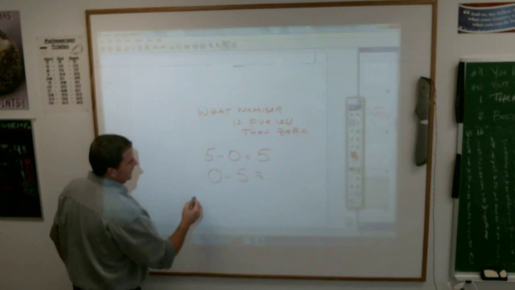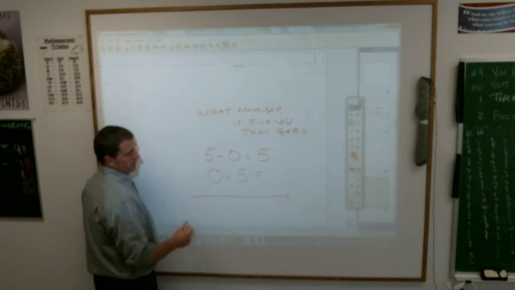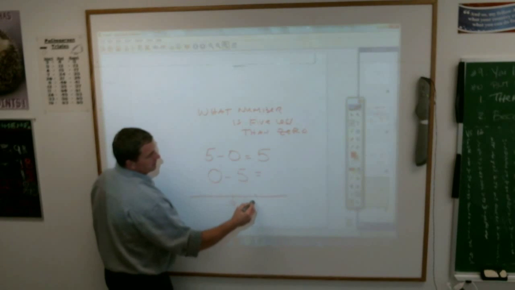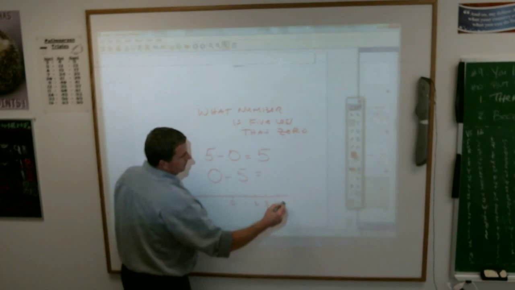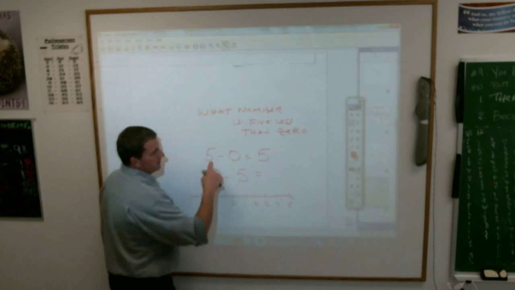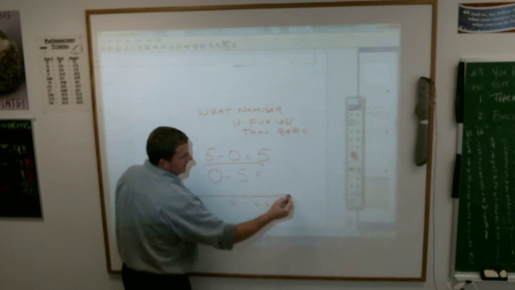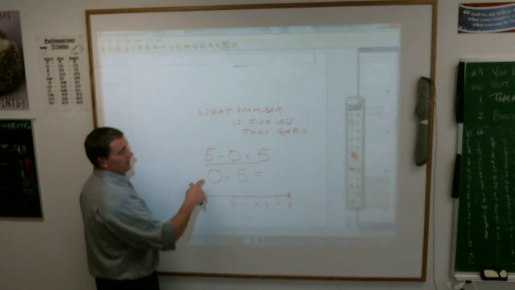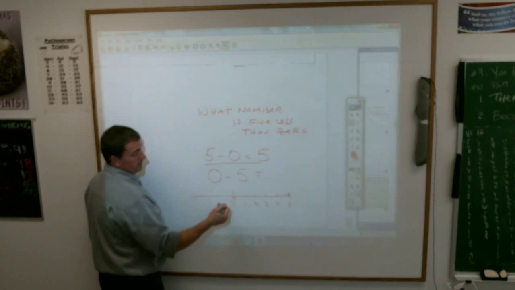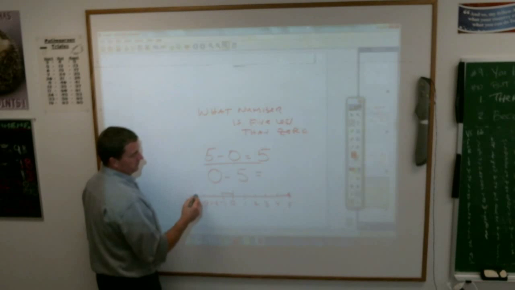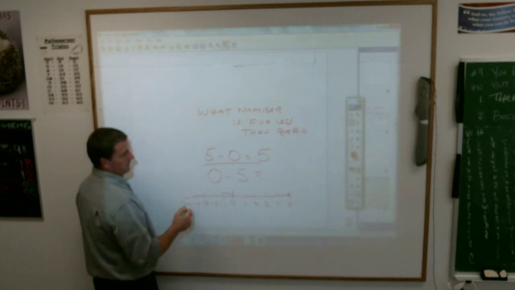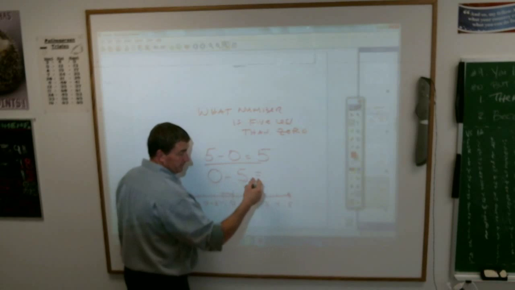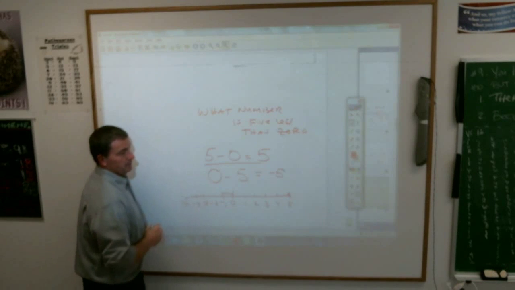If you look on a number line, here's how subtraction works. Here's 0, 1, 2, 3, 4, 5. If I start at 5 and I subtract nothing from it, I stay right there. If I start at 0 and subtract 5 from it, I go backwards 5 places. Backwards 1 place is negative 1, negative 2, negative 3, negative 4, negative 5. 0 minus 5 is negative 5.